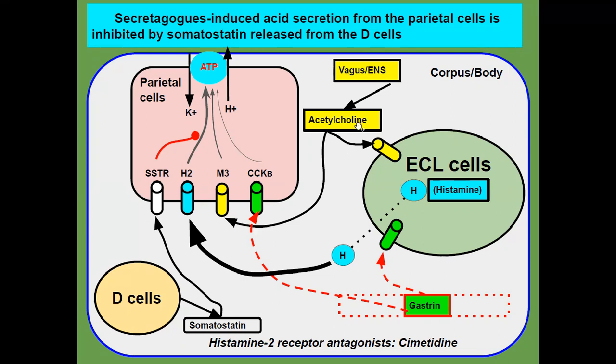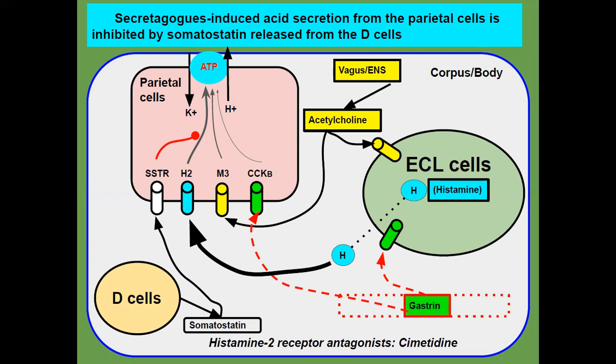The first is acetylcholine, which is released from the vagus nerve or the enteric nervous system. Another one is histamine, which is released from ECL cells. And the last one is gastrin, which is released from G cells, but not in the corpus, the body of the stomach. G cells release gastrin actually from the entrance of the stomach.